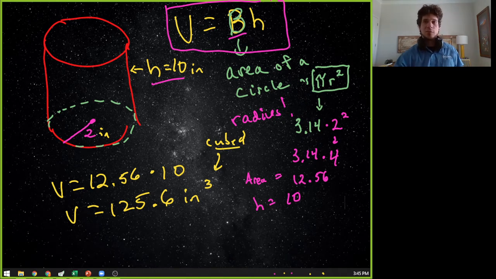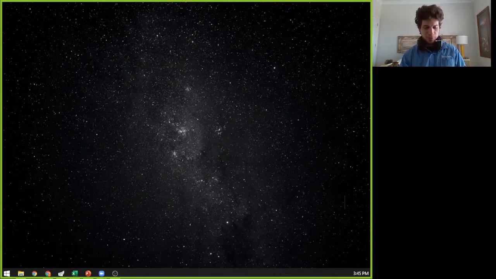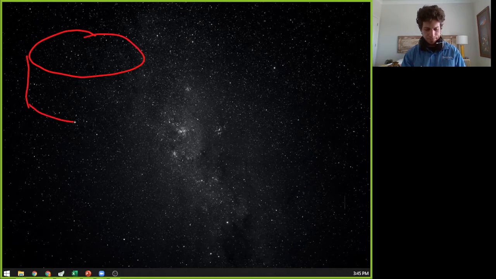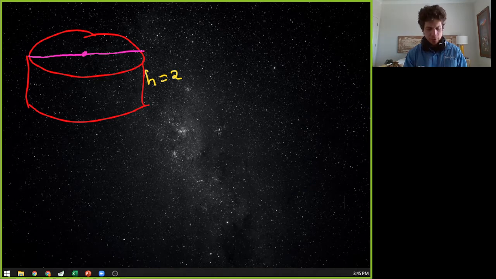Alright, that's a pretty nice one. Let me try one more example for you with the cylinder. Let me redraw this. A nice big cylinder here. Okay, and I'm going to give us some information. We have a height equal to 2, and I'm going to give you another piece of information. I know that the diameter of this circle is equal to 10.